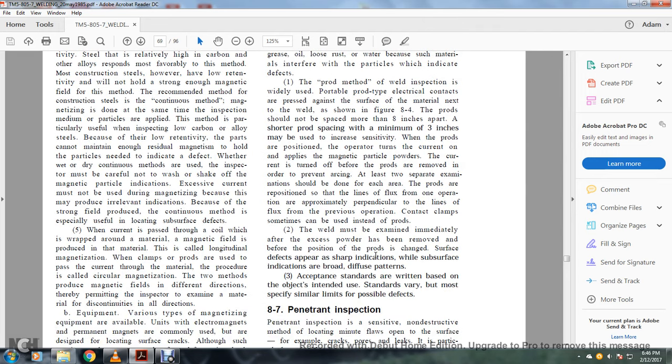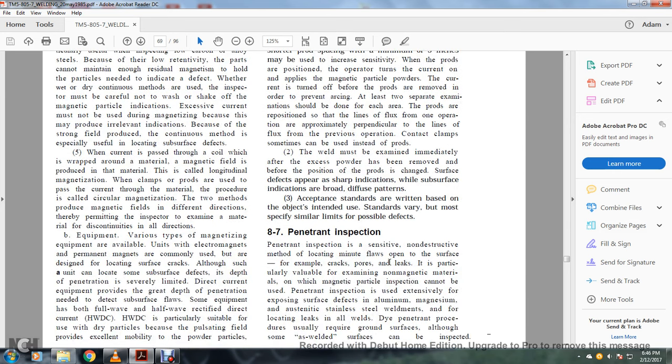2. The weld must be examined immediately after excess powder has been removed and before the position of the prods is changed. Surface defects appear with sharp indications, while subsurface indications show broad, diffuse patterns. 3. Acceptance standards are written based on the object's intended use, but the standards vary, though they must specify similar limits.